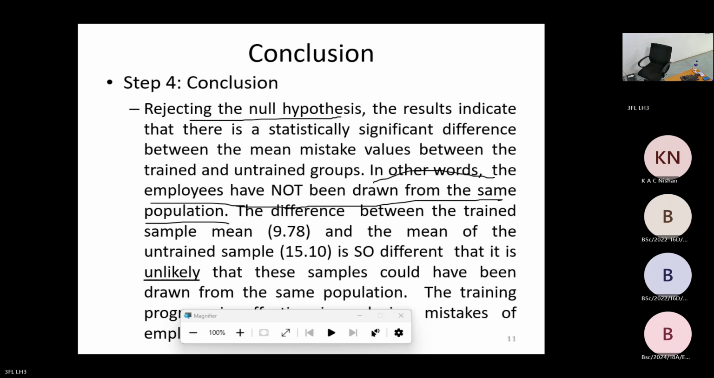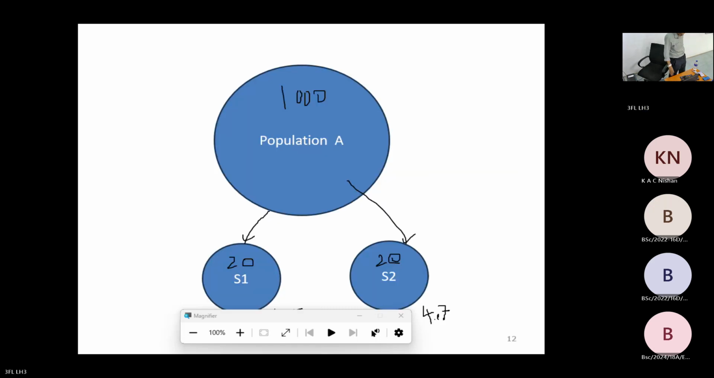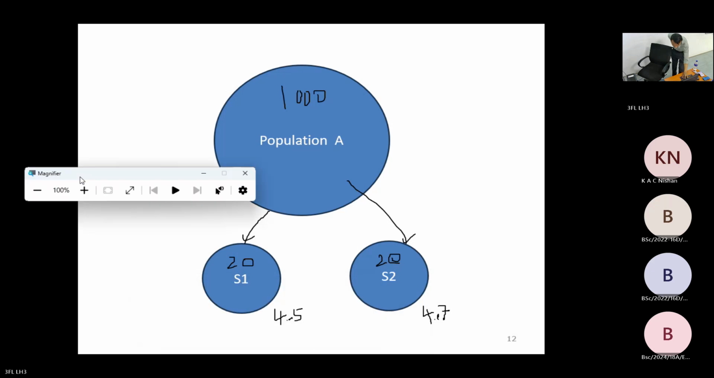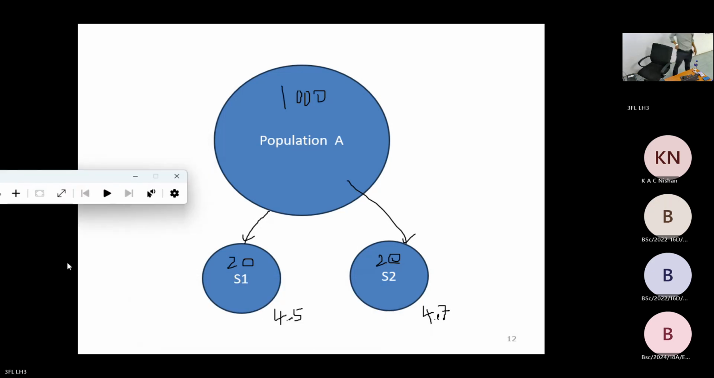Please look at this diagram. Now let's say there are 1,000 employees and you took two groups. Different data, and it's the same population. Same population, right? Now listen to this very carefully.